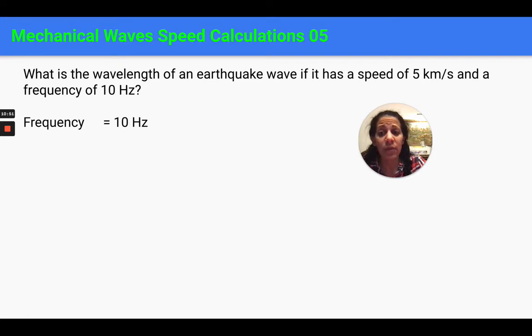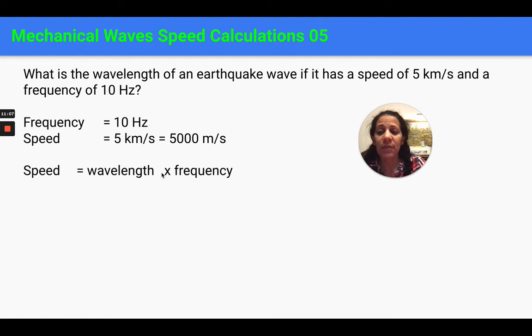He gave me the frequency, 10 hertz, and he gave me the speed. But if you've noticed, he gave me the speed in kilometers. So I have to convert kilometers to meters. Kilometers is 1,000 meters, so it would be 5,000 meters per second. Now I can start working.